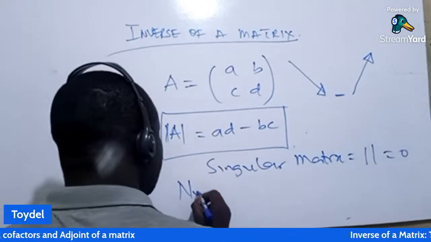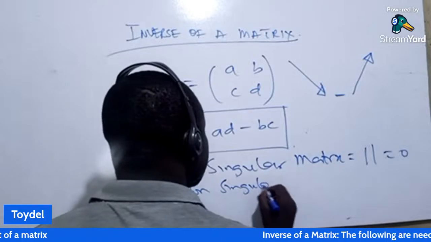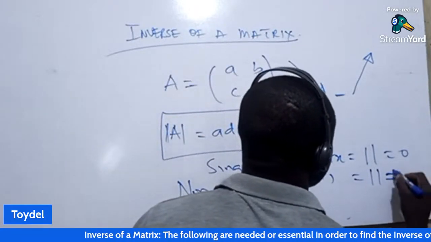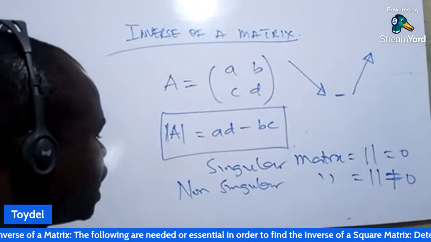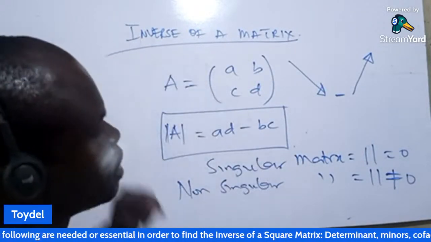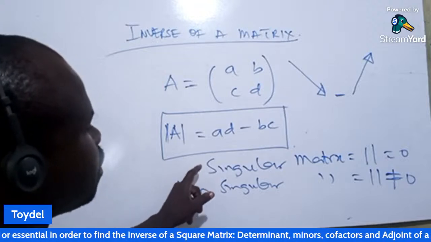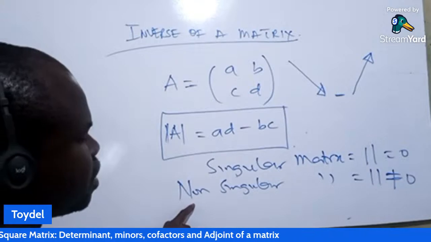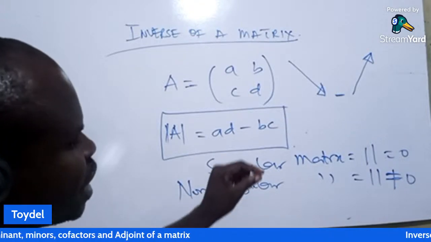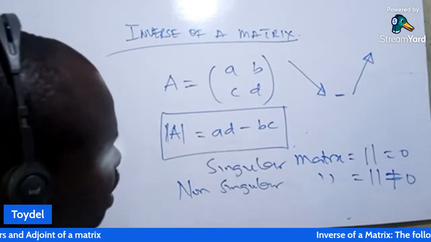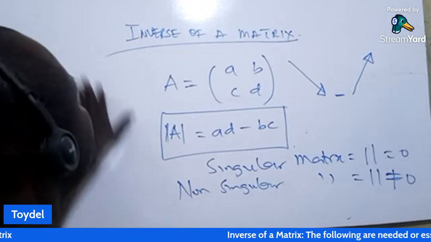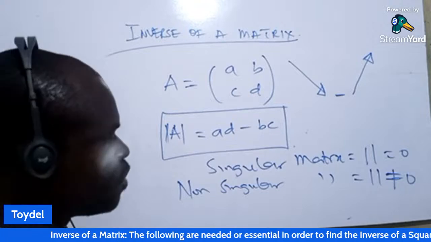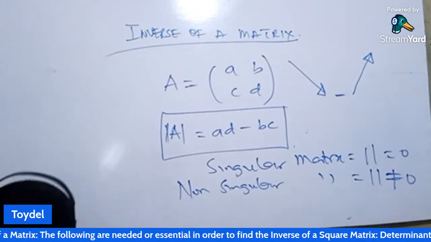But when you have a non-singular matrix, the determinant is non-zero, and a non-singular matrix has an inverse. So singular matrices are not invertible, while a non-singular matrix, which simply means a matrix that has a non-zero determinant, has an inverse. So for us to find the inverse of a square matrix, we'll be talking about a non-singular matrix.